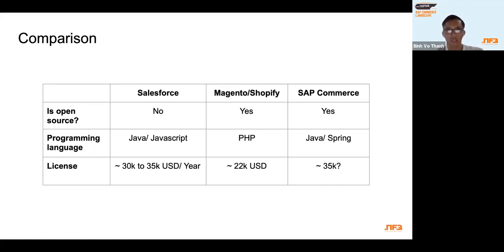So the price is mostly $50,000. It means that one company has to spend more than $100,000 per year. With this money in Vietnam, you can totally rent a dev team of 5 to 6 developers. You can build any open source, or build an e-commerce platform from the beginning, and you can pay salaries with this money. That is the reason why some small or medium companies will not choose Hybris or SAP Commerce for their business.